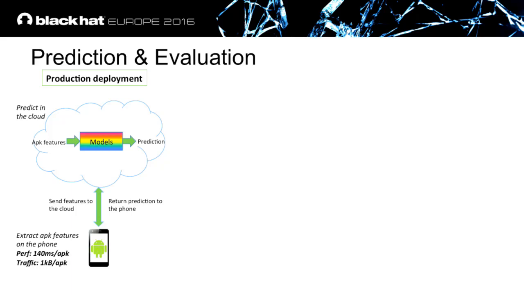This is the production deployment of our system. We extract the features on the phone and then send the features to the cloud. We do prediction in the cloud, considering the performance, and then send the prediction result to the phone. The whole process only takes 140 milliseconds, and the traffic is 1 KB per APK.